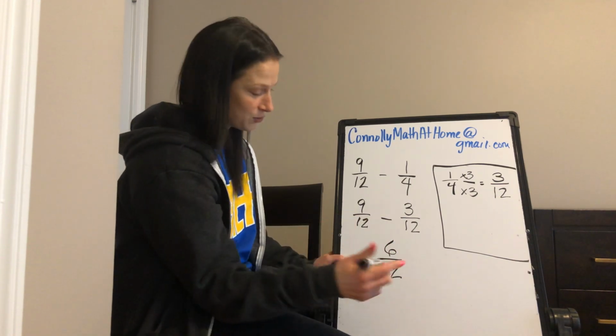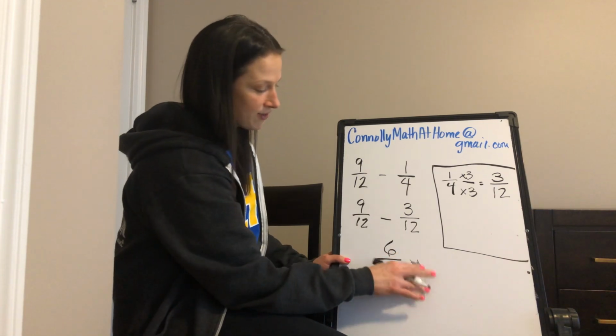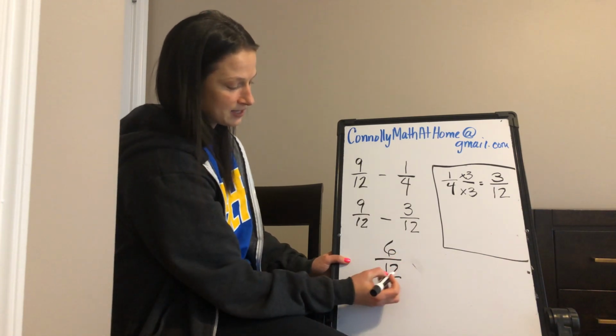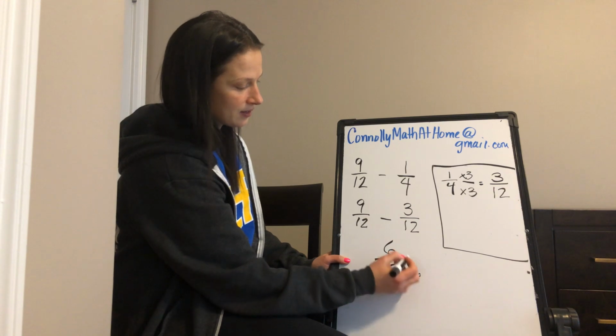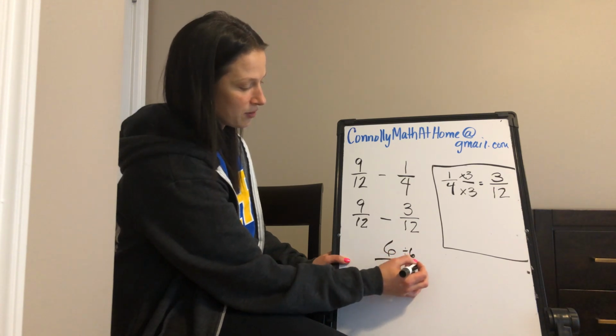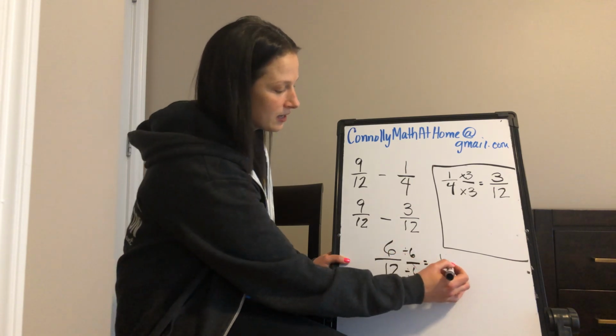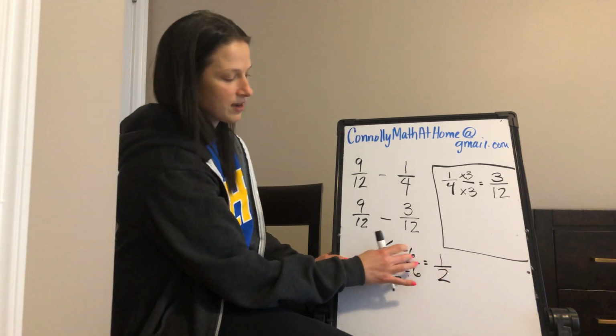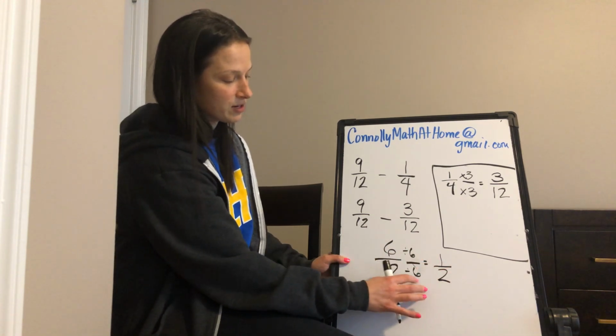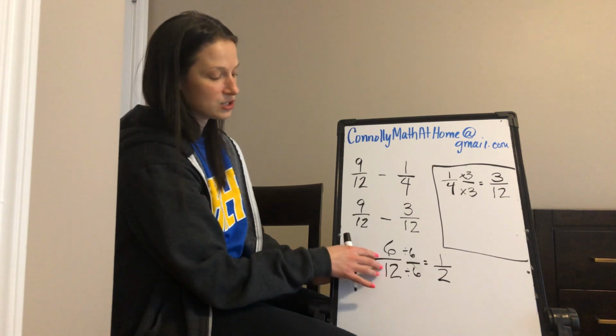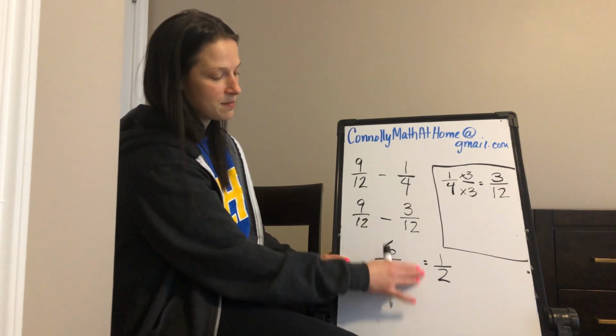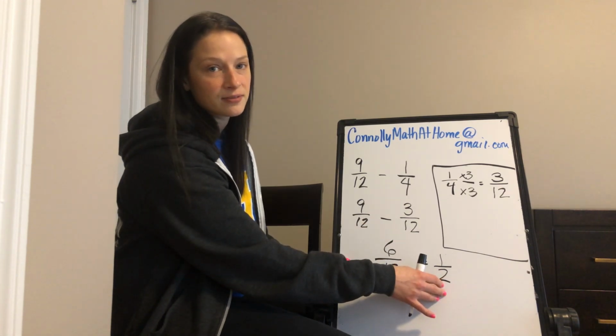And just so you know, you can divide the numerator and denominator by the same number. Just a little review of the video I keep referring to. 6 divided by 6 is 1. 12 divided by 6 is 2. So 6/12 is the same as 1/2.